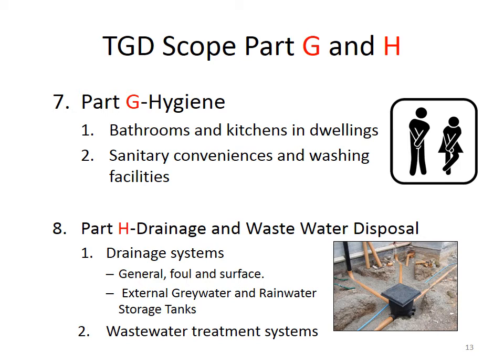Number 8 then, part H, focuses on drainage and wastewater disposal. So included in that would be drainage systems, general, foul and surface water, also external grey water and rainwater storage tanks. Grey water is kind of dirty water. In other words, it's not fit for drinking, but it can be used for lots of other applications. It can be used for cleaning down areas in farms and the like. It can be used for watering plants and all that kind of stuff.